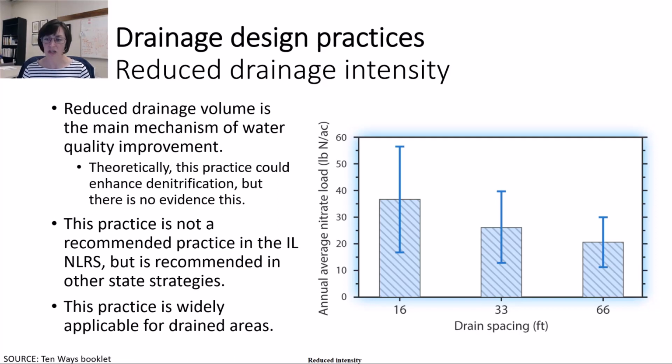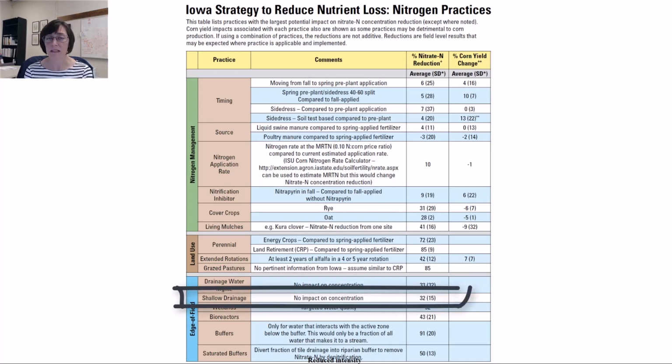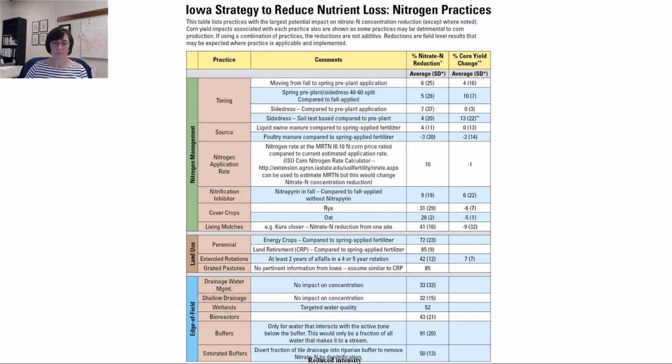The practice of reduced drainage intensity is not a recommended practice in the Illinois Nutrient Loss Reduction Strategy, but it is a recommended practice in the state strategies for other states in the upper Mississippi River Basin that are also heavily drained states. For example, the Iowa Nutrient Reduction Strategy recommends shallow drainage, rated at 32% N-loss reduction, or it's 32% effective for reducing N-loss.